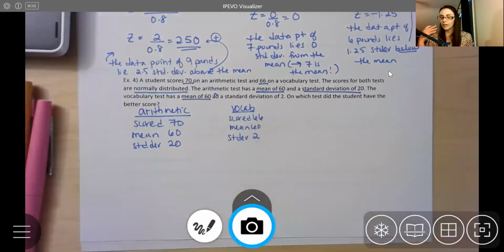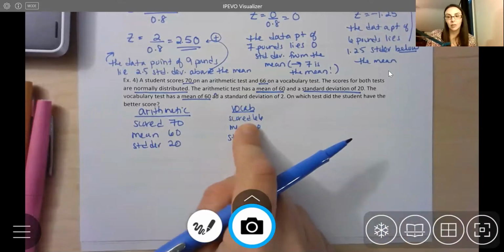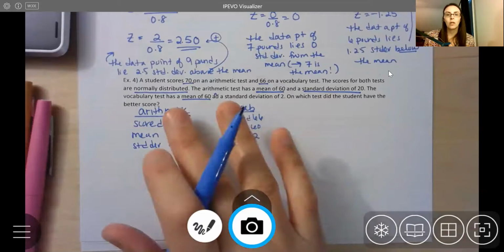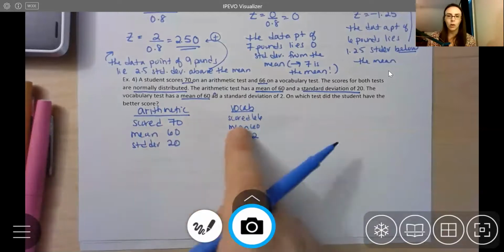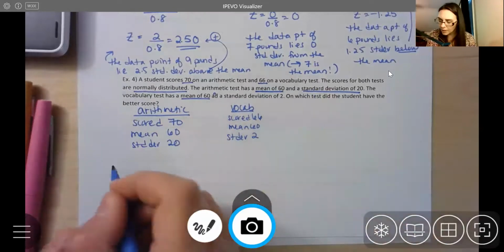Now if you just look at it at face value, you're probably saying, well, a 70 is definitely better than a 66, right? And obviously it is, but they're really referring to a better score compared to other students as well. So to compare two things here that are similar but a little bit different, not exactly the same score, not exactly the same standard deviation, we can use z-scores. So I'm going to find the z-score for both.